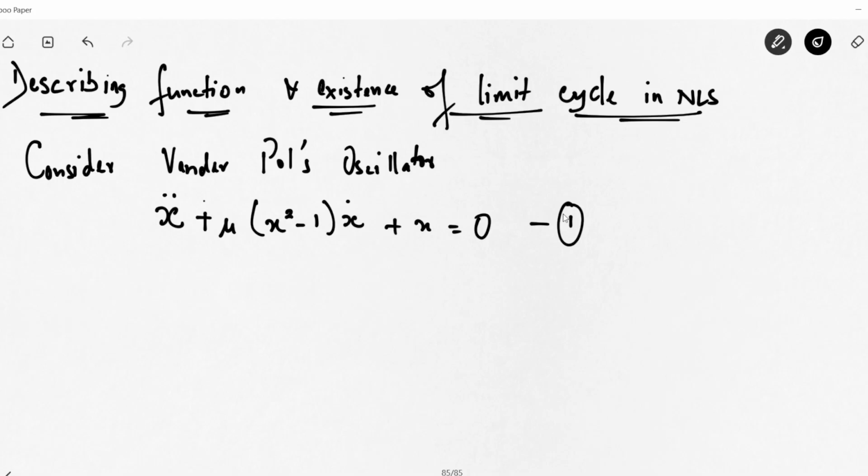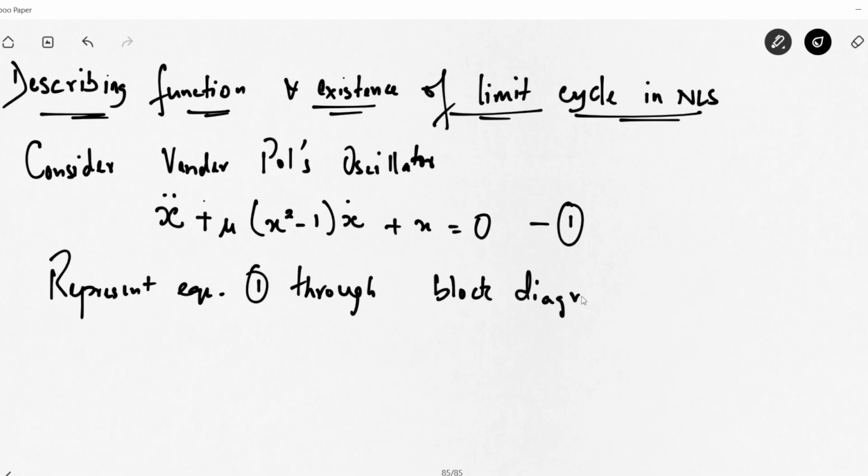In order to do that, we need to first of all be able to represent this van der Pol equation through a nonlinear element for which we already know the describing function. To do that, we'll represent equation number 1 through a block diagram. This block diagram will indicate the nonlinear element and the linear blocks separately.